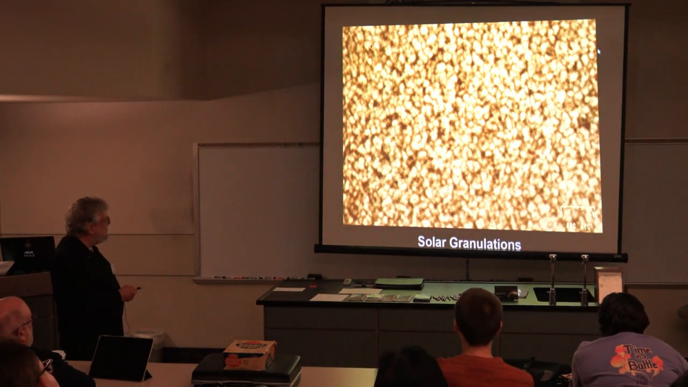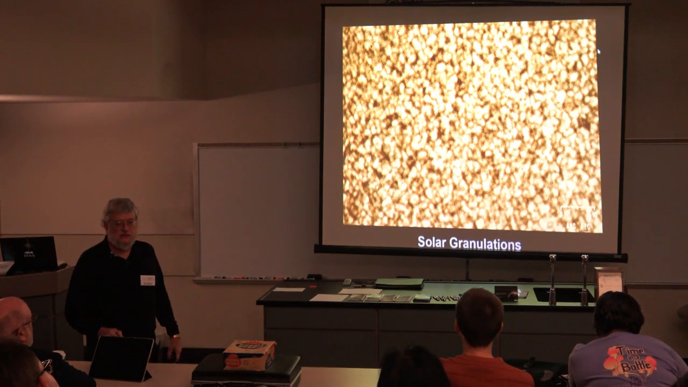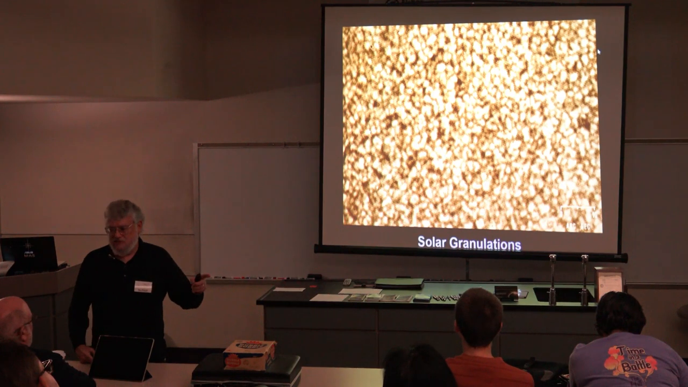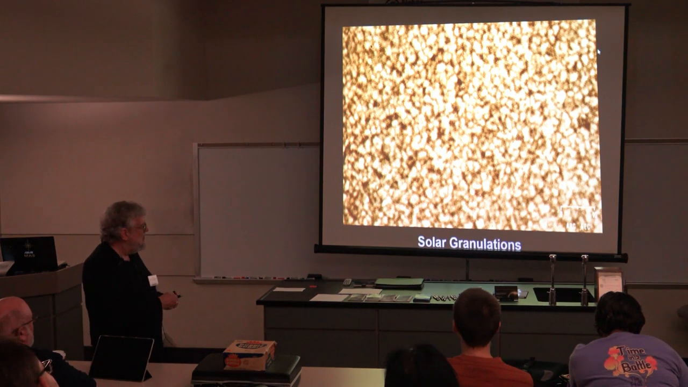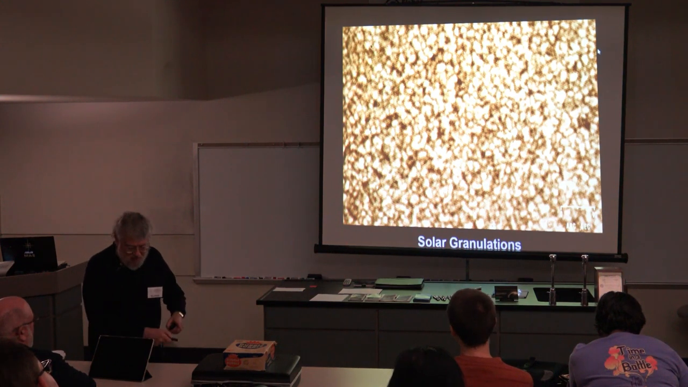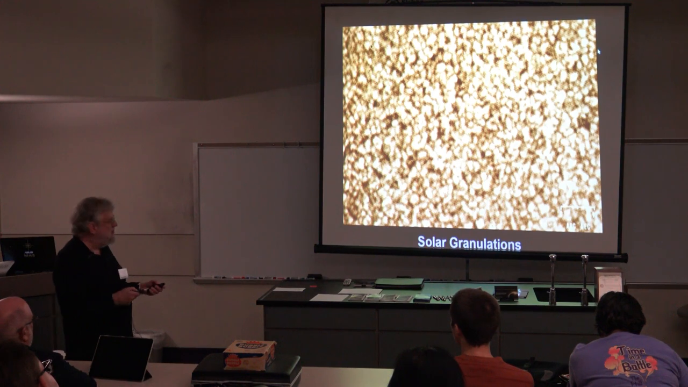Here's the very highly magnified view of the surface with granulations. Again, if you've ever boiled sugar syrup on the stove, this is a whole lot like what that looks like. Little pieces come to the top and pop open and fall back to the inside. And that's the surface of the photosphere where the light is emitted.